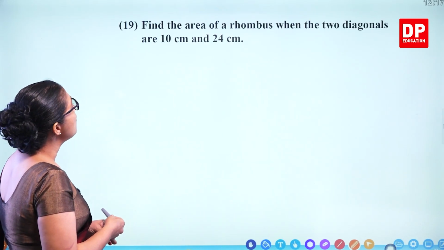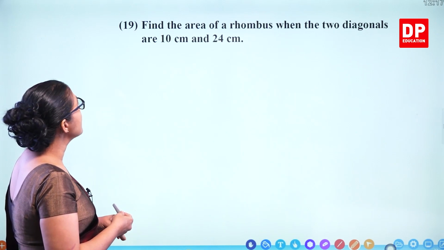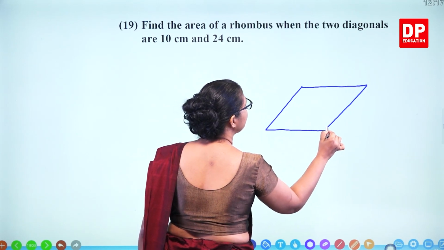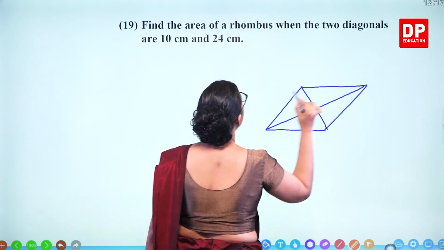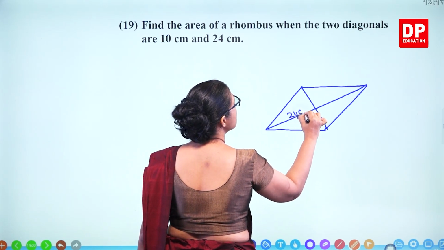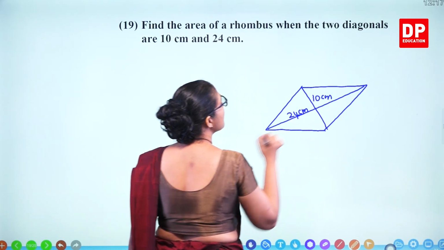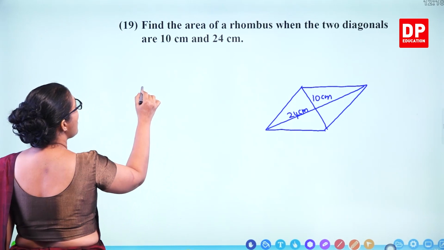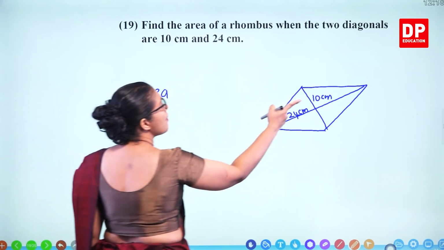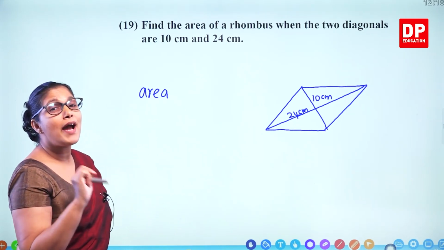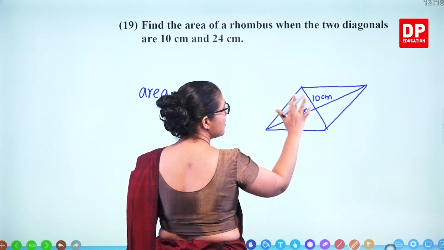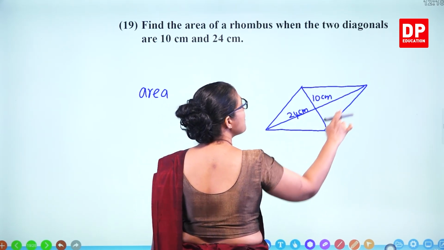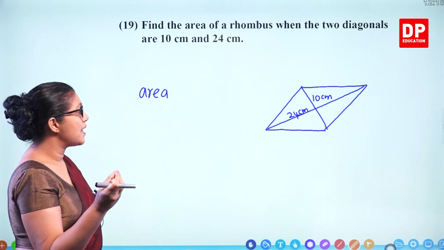Question number 19. Find the area of the rhombus when the two diagonals are 10 and 24. What do you know about that? If there's a rhombus, the two diagonals are 24 centimeters and 10 centimeters. What's the formula? If you know the two diagonals, area becomes multiply the two diagonals and divide by 2. Why? When you consider triangles separately, it's half times base times height. Here also half times base times height. So that half comes there.